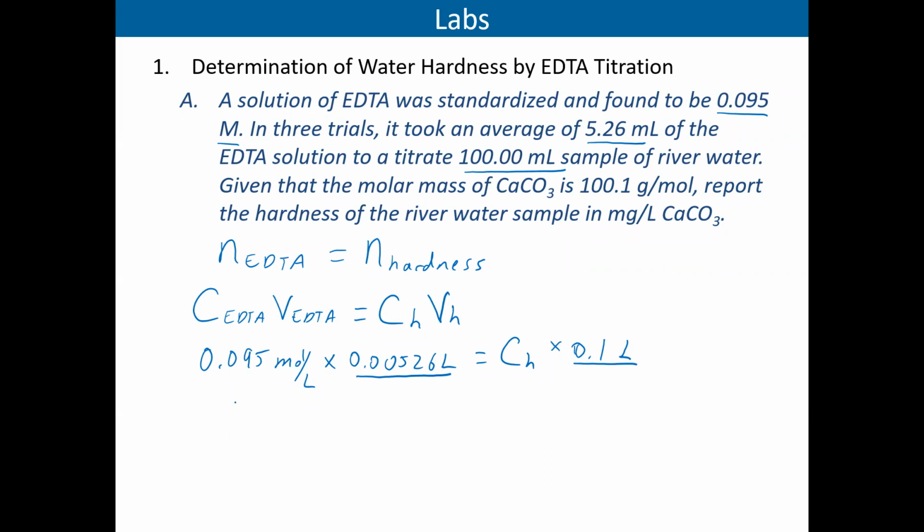So let's figure out the concentration of hardness. I basically punch 0.095 times 0.00526 in my calculator, and then divide that by 0.1. I'm not going to show that, I'm just going to go right to the answer, and that is 0.05 moles per liter of hardness. So that's going to be calcium and magnesium, right?